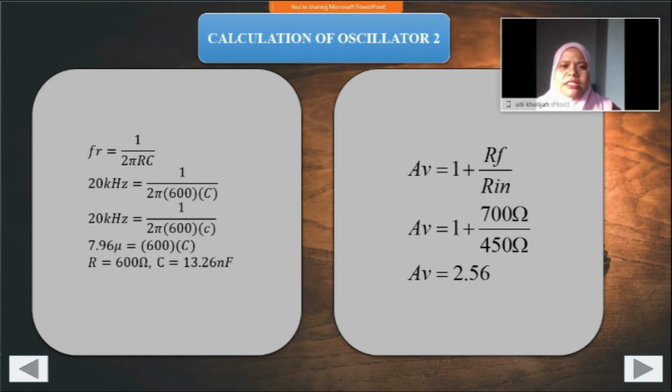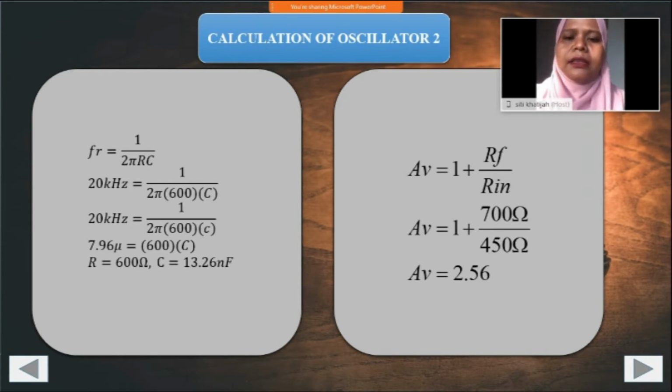As you can see, we are also using the same equation, which is Fr equal to 1 over 2 pi RC. The Fr is given and the value is 20 kilohertz. And we assume the value of R, which is 600 ohm. So after we calculate, we get the answer is 13.26 nanofarad for capacitor.